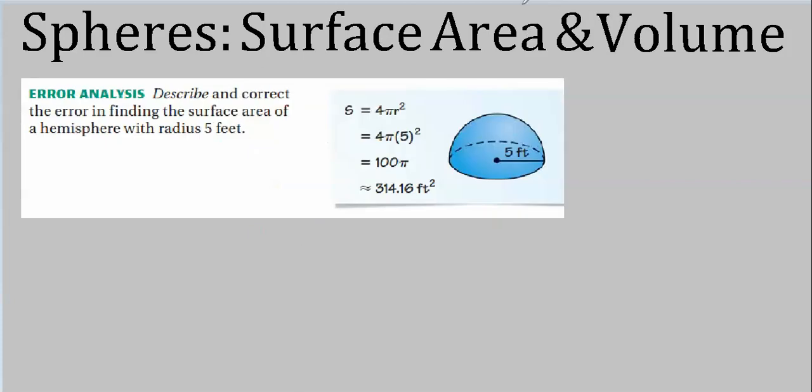Well, let's see what went wrong here. Surface area is 4 times the area of a circle with the same radius. 4 pi, well, we got that right, 4 pi r squared. The radius is 5, so that's 4 pi 5 squared. Everything almost makes sense. Let's see what they said here.